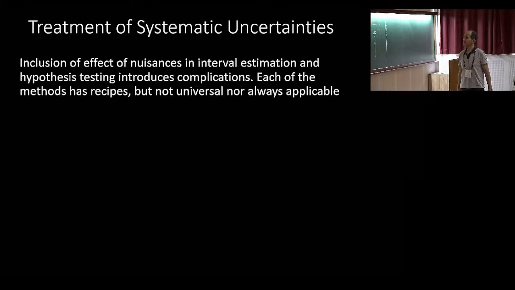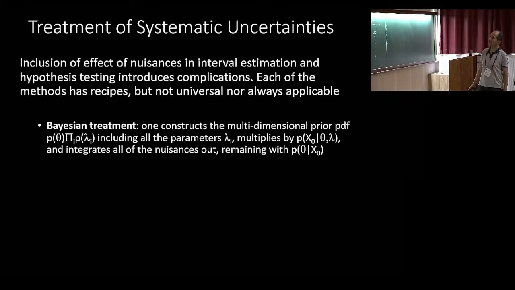So this introduces complications, and there are methods to treat it, and Bayesians have their methods that involve constructing a multidimensional prior distribution, which includes all of these additional parameters. And then you can integrate all of these nuisances out if you have modeled the thing correctly, and you get the PDF of your parameter of interest, the cross-section itself, given the data.